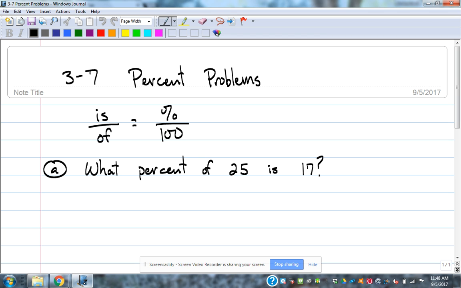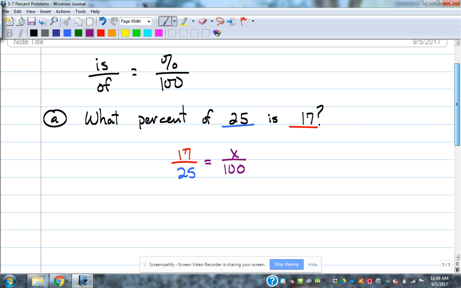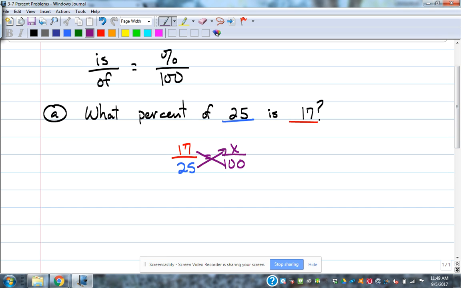Okay, so they say what percent of 25 is 17. So if we take that is over of, the part that's the is is the 17, the of is the 25, and they want us to find what? Percent. So we're setting this equal to x over 100, and that's going to get us the percentage. And it's a proportion, so yeah, cross multiply, and then 25x equals 1700. One step, divide.